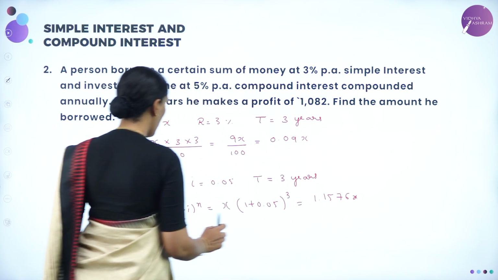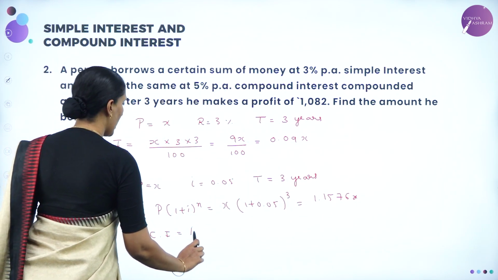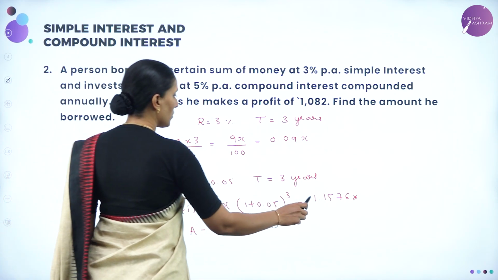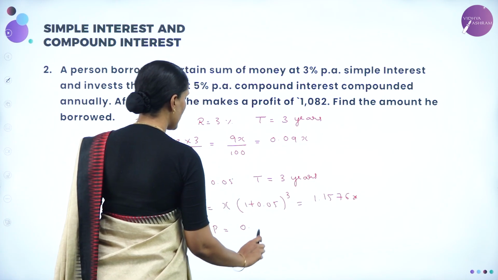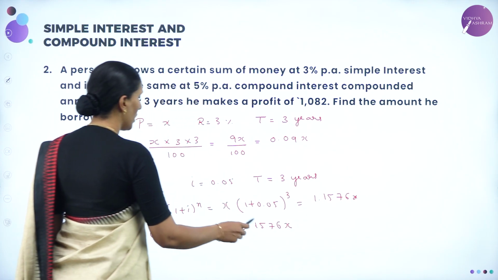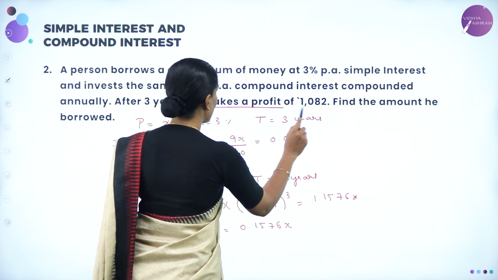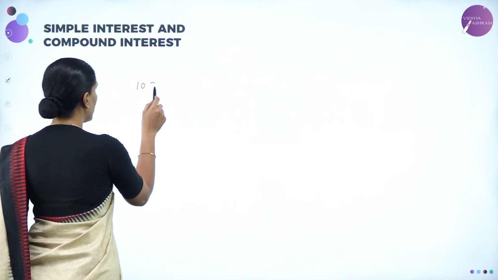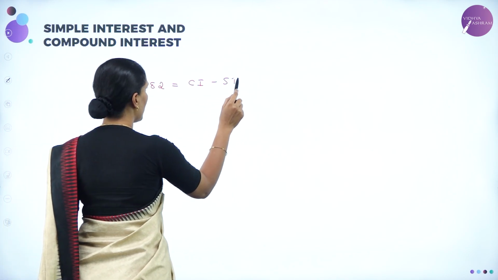So this is the amount he received, but we need the compound interest, which is always amount minus principal. So principal is x. Subtracting this, we will get the interest as 0.1576x. Now, they have clearly given that after 3 years, he makes a profit. Then obviously here 1082 is equal to compound interest minus simple interest.